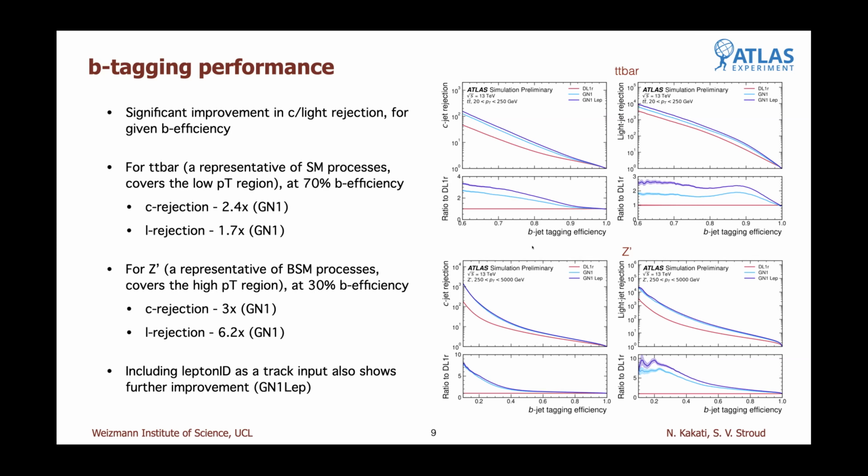representative of BSM processes, and it covers the high pT region. The 70% B efficiency working point in TT bar corresponds to a 30% B efficiency working point in Z prime. There also we see a good improvement: at 30% B efficiency, we see 3 times more C rejection and 6 times more light jet rejection for the same given B efficiency. Also, including this lepton ID that I mentioned in the input slide helps in improving the performance further.